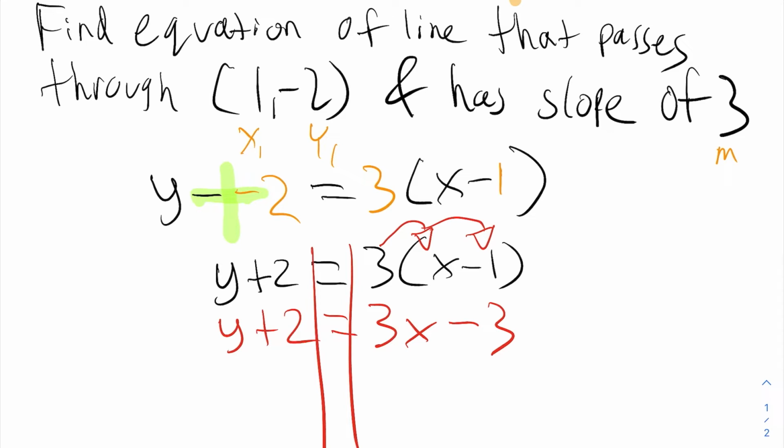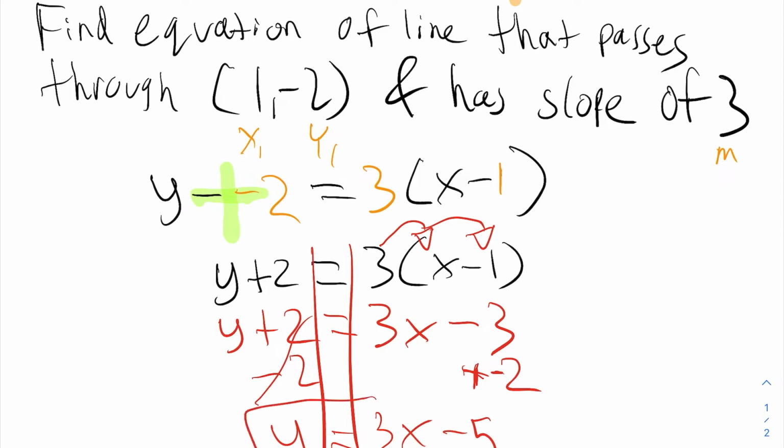However, I want to get y equals something. So I'm going to go ahead and say, hey, what's the opposite of adding 2? The opposite of adding 2 is subtracting 2. So y equals 3x, negative 3, take away 5. Negative 3 plus negative 2 is negative 5. I think I gave it away. I accidentally said the answer.